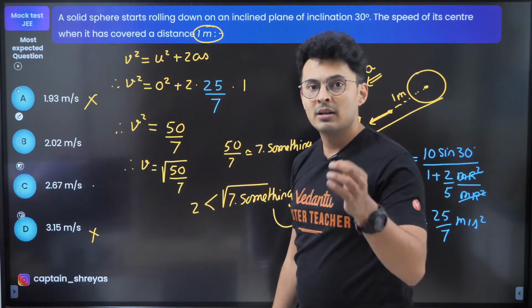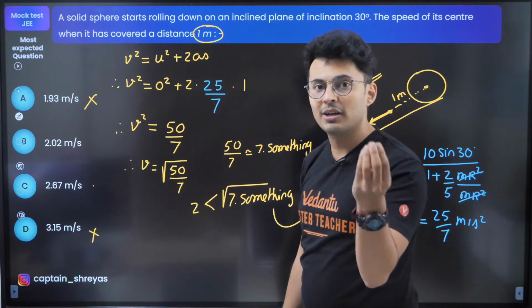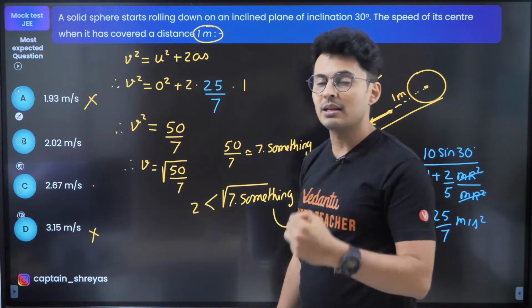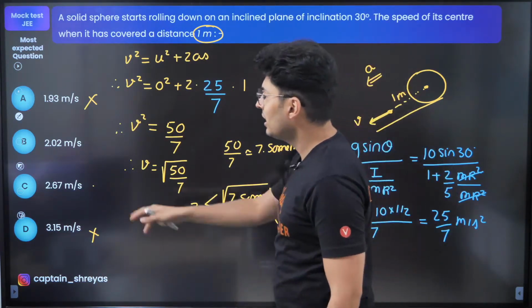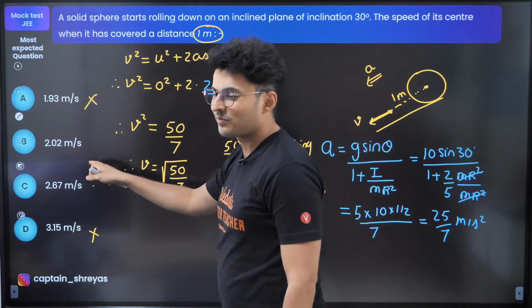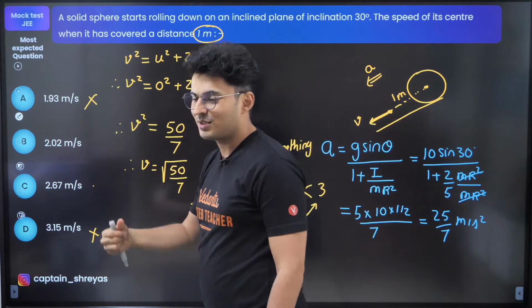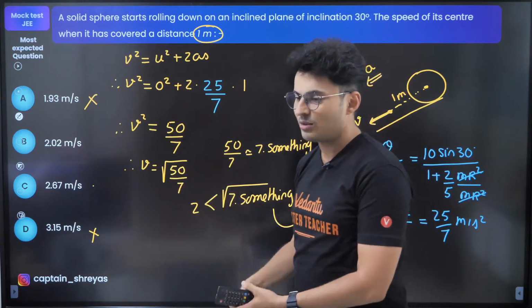Root of 7 has to be more than 2 because root 4 is 2, root 9 is 3. So it has to be between 2 and 3, but it won't be 2.02. Hence, it has to be close to 3, which is 2.67.